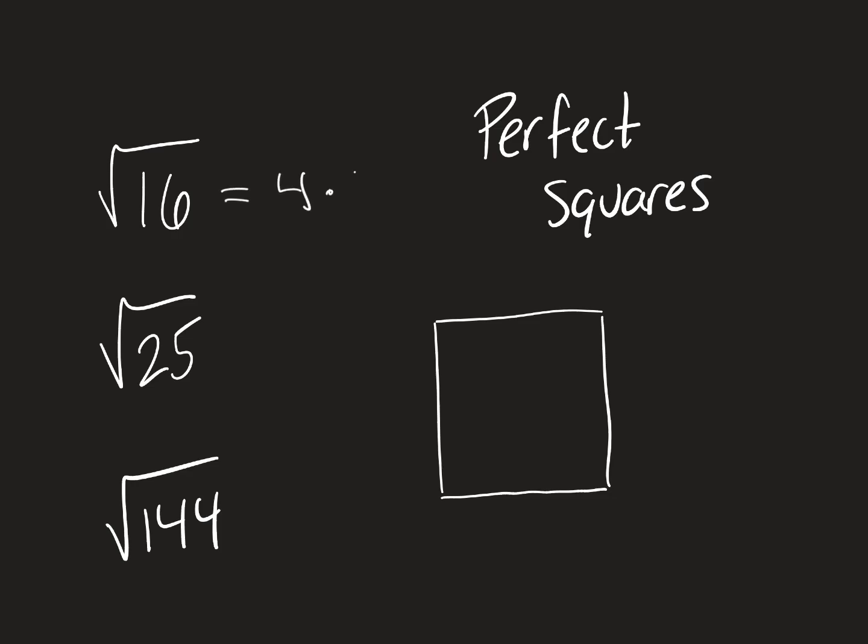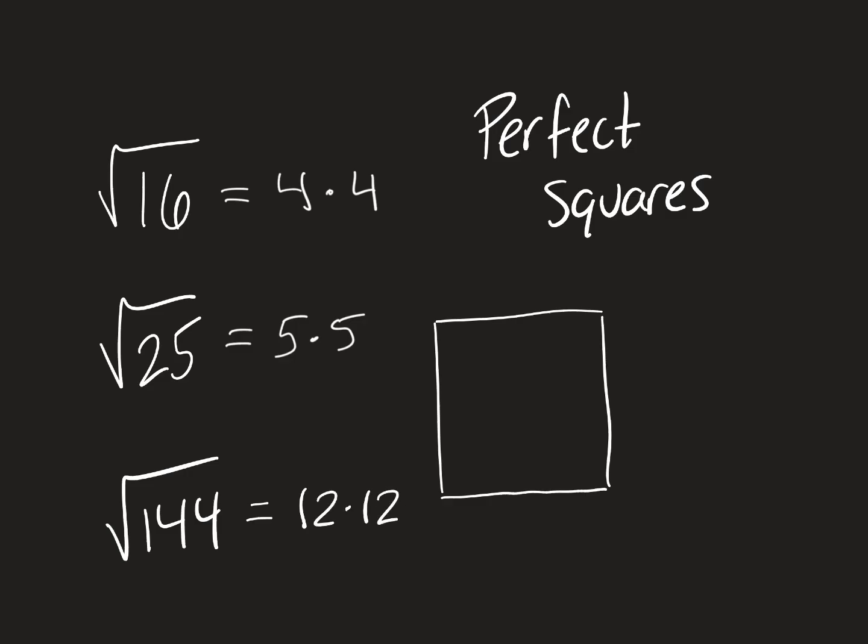What number multiplied by itself will give us 16? The square root of 25 is 5. What number multiplied by itself will give us 25? So 5 times 5. And the square root of 144 is 12, because 12 times 12 equals 144.